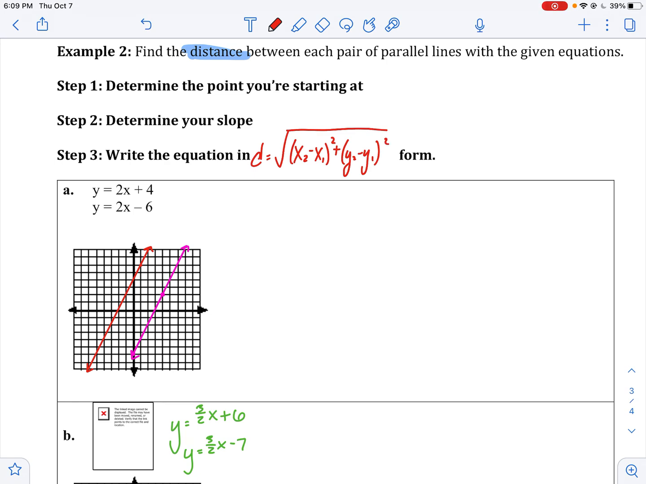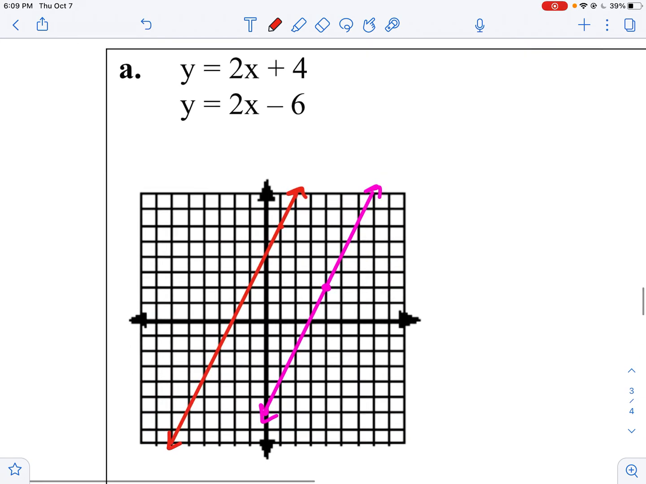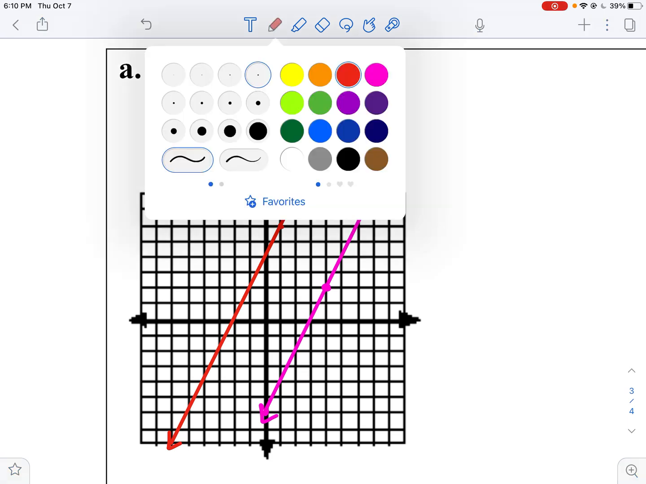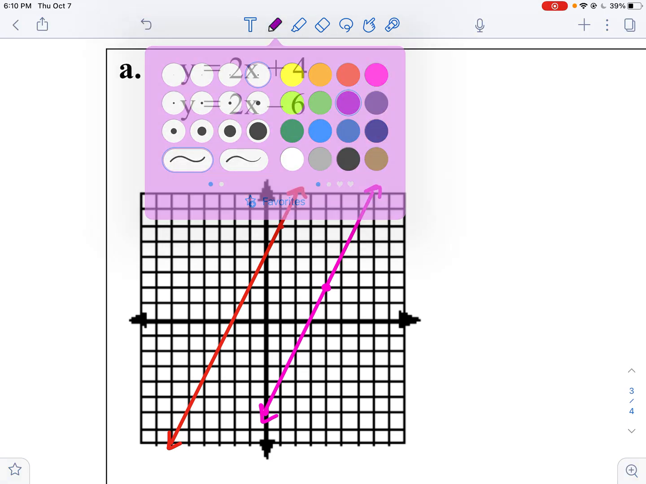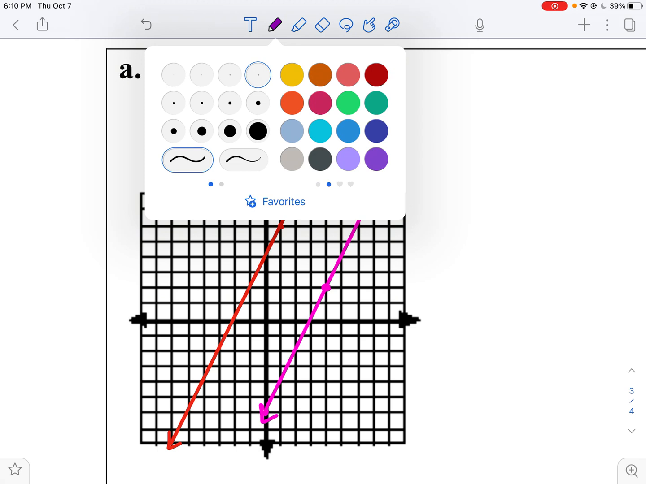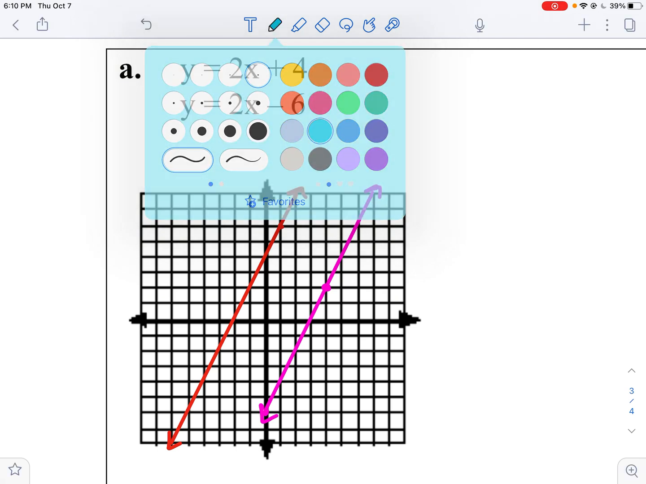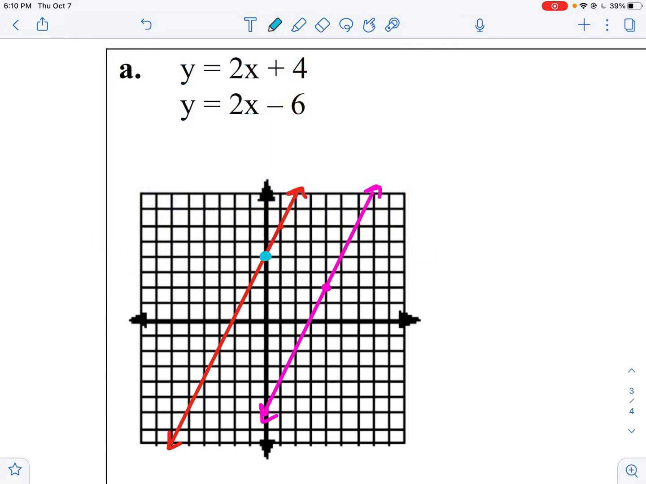Okay. So I want to find the distance between these two lines. First of all, we should probably graph them. Now you can use any point in the world, any point you want to use, does not matter, to find the distance. But what I'm going to suggest is that you use a positive number, and I would also suggest using a y-intercept. It's probably just going to be easier that way.